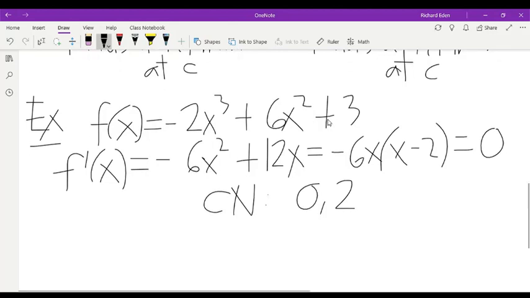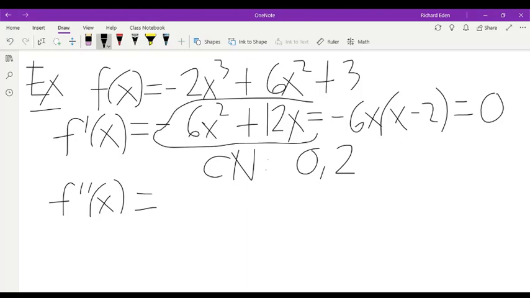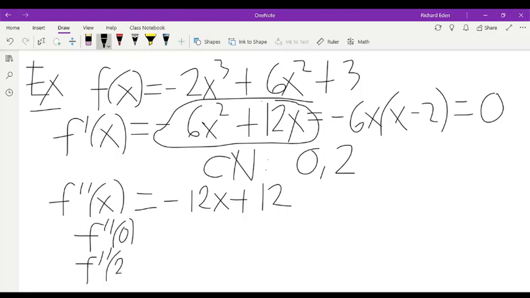You have horizontal tangents. Now for the first derivative test, you would have to set up a table of signs, but we're using the second derivative. F double prime, using this first derivative, don't forget that negative symbol, is negative 12x plus 12. And then all we got to do here is evaluate the second derivative at 0 and also at the critical number 2. The corresponding values are 12 and negative 12.